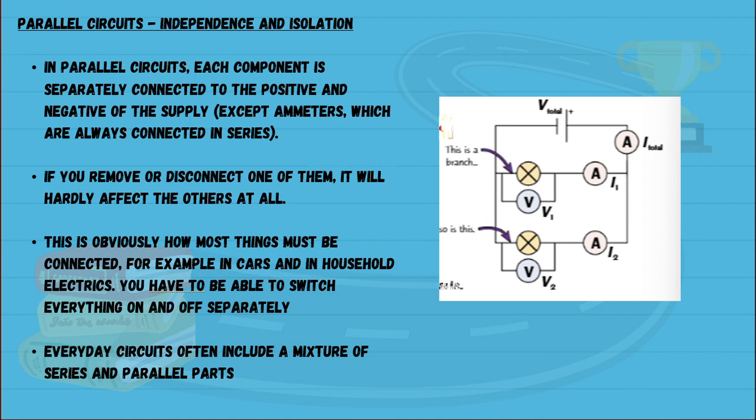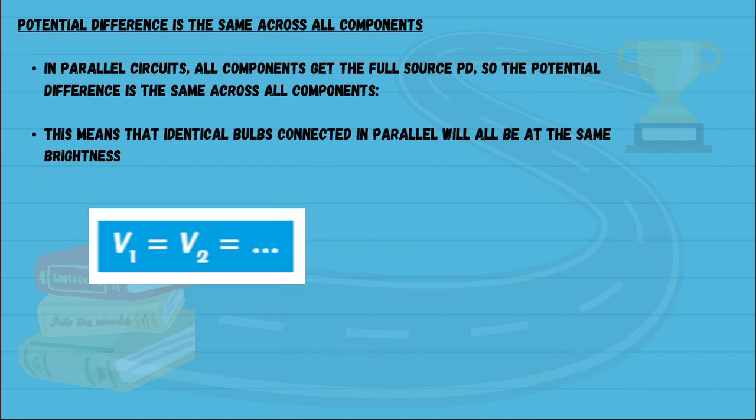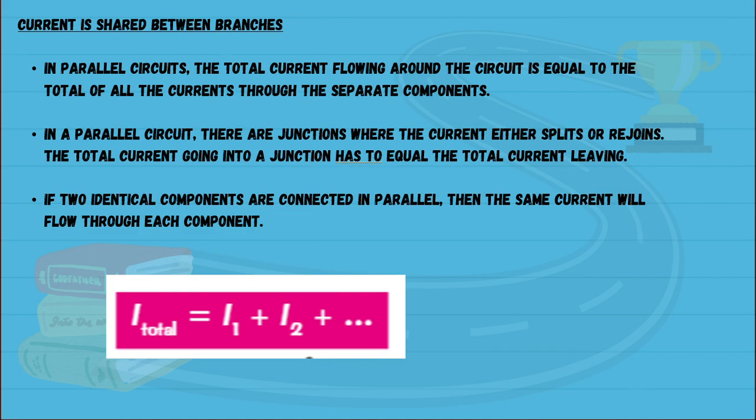You have to be able to switch everything on and off separately. Everyday circuits often include a mixture of series and parallel parts. Potential difference is the same across all components. In parallel circuits, all components get the full source PD, so the potential difference is the same across all components. This means that identical bulbs connected in parallel will all be at the same brightness. V1 is equal to V2 is equal to, and so on.